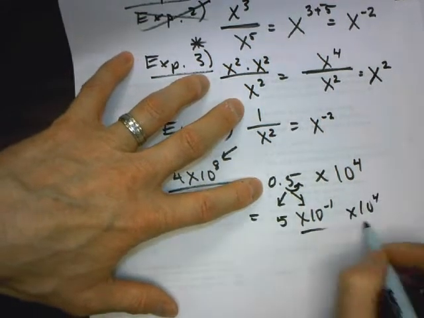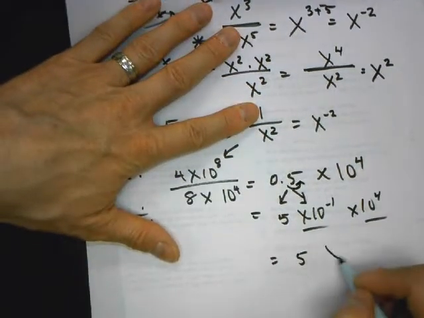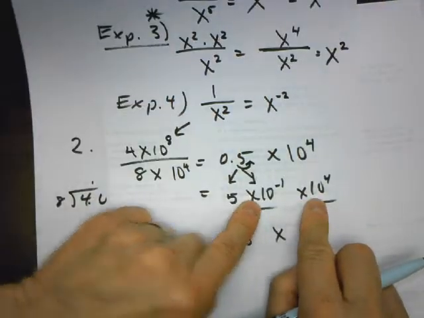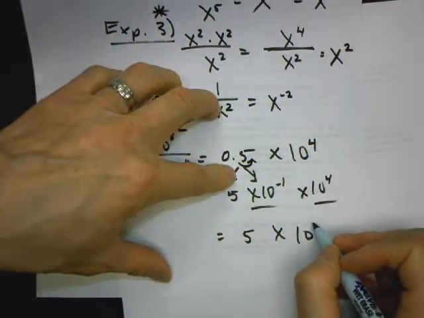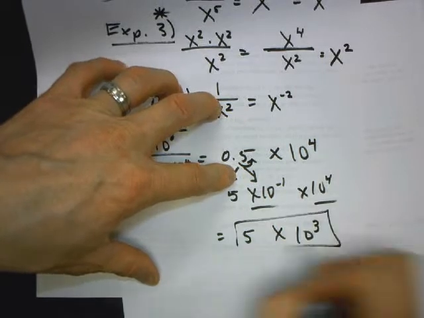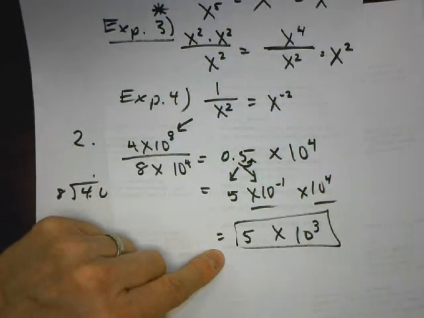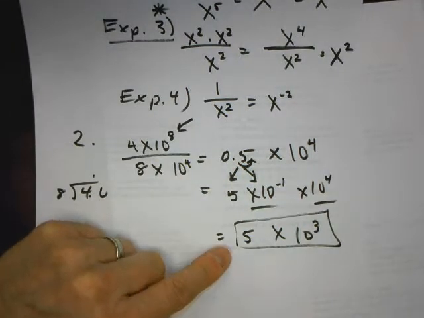And now I have to combine my tens to put it in scientific notation. And this is when we're multiplying like we did up here. Copy the base and add the exponents. Negative 1 and 4 is 3. So it's 5 times 10 to the third times larger.